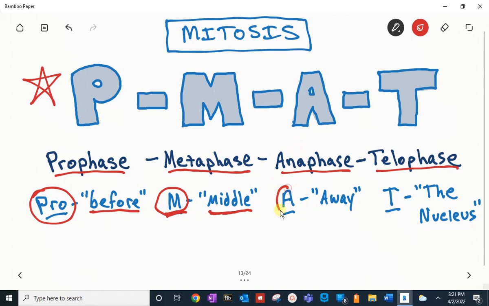And then metaphase starts with an M, so if you think middle, that's when all of the chromosomes line up in the middle of the cell. For anaphase, anaphase starts with A, so think away. That's when the chromosome pairs get pulled apart, each to opposite ends of the cell. And for telophase, there's no really good abbreviation for T that I could think of except for the nucleus, because that's when your nuclear membrane forms around the two new sets of chromosomes. And you'll see what I'm talking about as we go through this.